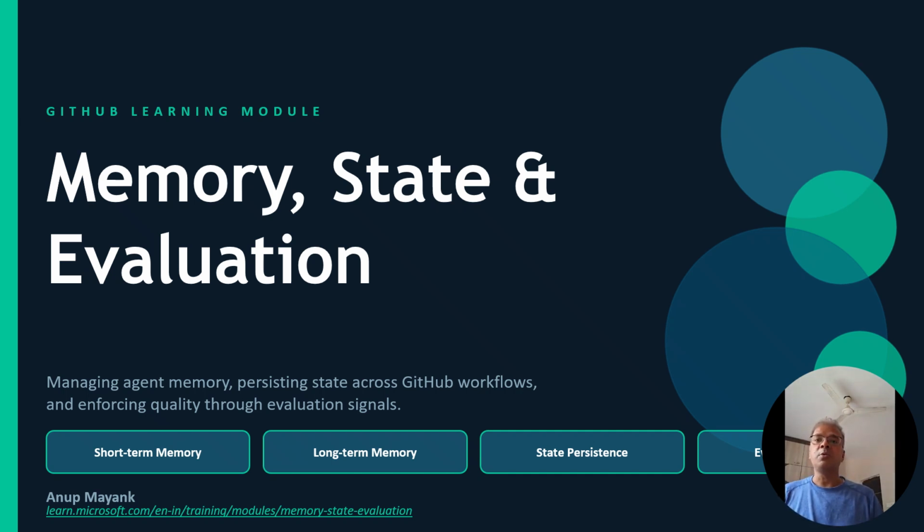This learning module from Microsoft, the link is provided below, covers three interconnected ideas. First is how memory works. Second is short term versus long term, how state is persisted across sessions using GitHub itself, and how we enforce quality through evaluation gates. By the end, you will understand why simply giving an agent a task is not enough. You need to set up the right memory and quality structures around it.